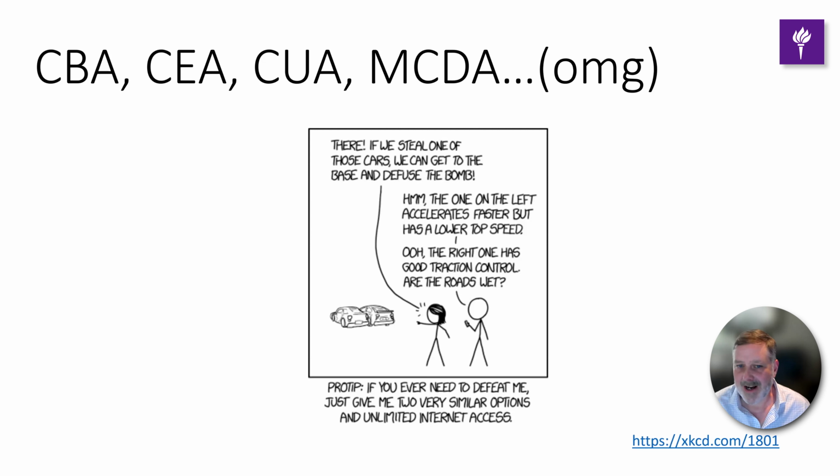And there's always one of my postulates. I'm sure this is not a unique postulate to me, but there's an XKCD cartoon for any scientific talk. And in this particular one, we have two people who are trying to make a very specific decision, a purpose decision. Which car do we use? If we steal one of those cars, we can get to the base and defuse the bomb. Talk about a goal, right? One on the left accelerates faster, but has a lower top speed. The right one has good traction control. Other roads wet. And if you ever need to defeat me, just give me two very similar options and unlimited internet access. In this case, we want to make sure that the way that we make decisions is consistent with the objective of the decision.